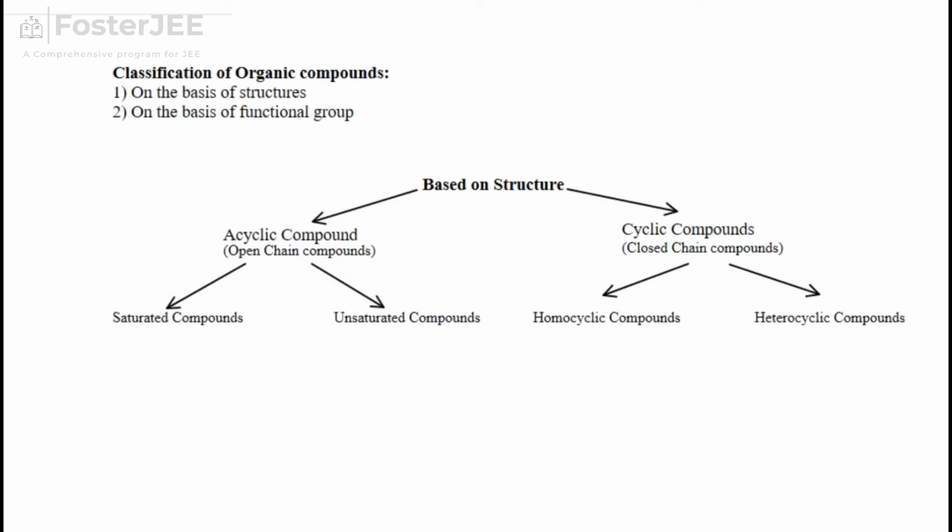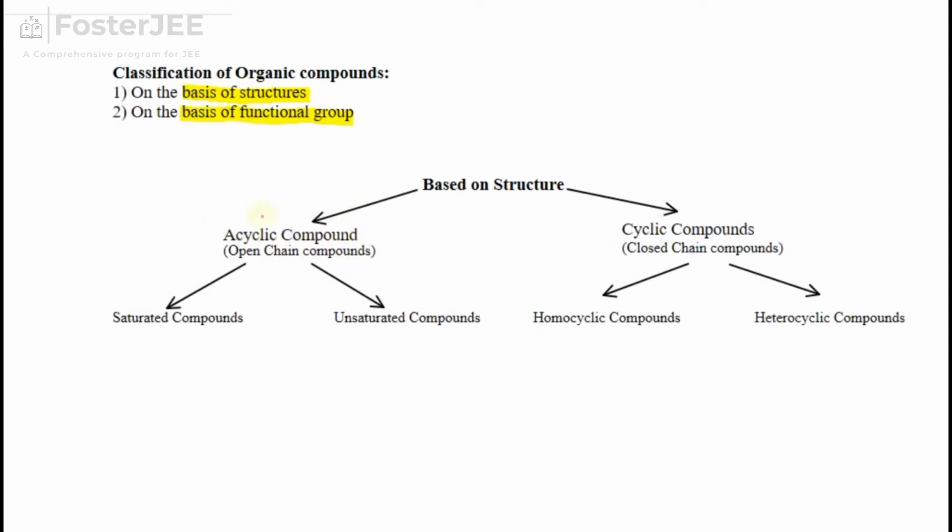So, organic compounds have been classified on the basis of two categories. First one is on the basis of structures, and the second one is on the basis of functional group. We will discuss each category one by one. The first category is based on their structure. So, organic compounds on the basis of their structures are classified into two categories, that is acyclic compounds.